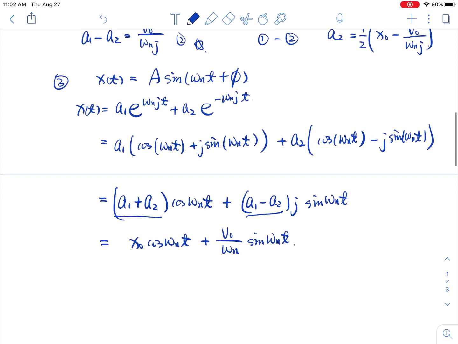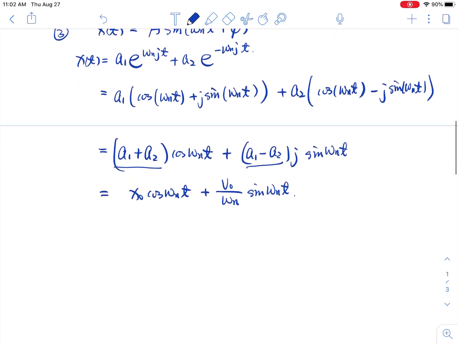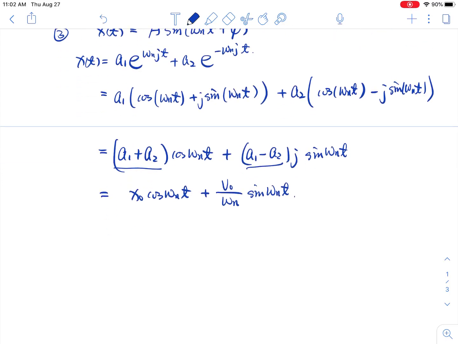Okay, so right now in this equation we have both cosine and sine. How can we merge them to form a single sine? So the idea is, if you draw a triangle, this is our angle φ, and then this is our x naught, and then this length is v naught over ωn.